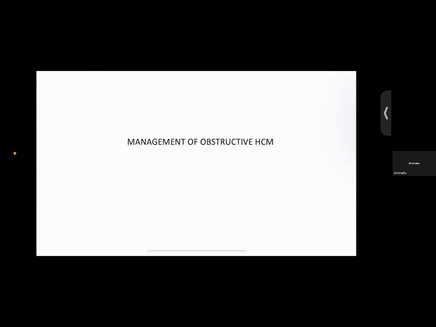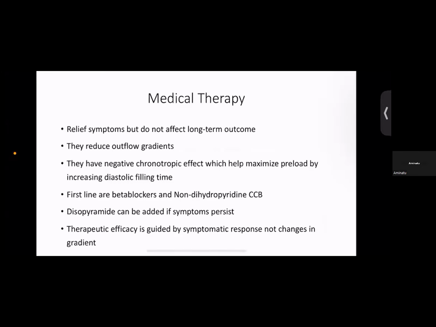So management of obstructive HCM. We'll manage both the obstructive and the non-obstructive. The management can involve medical and surgical therapy. Medical therapy only provides relief of symptoms. It does not affect long-term outcome. These drugs reduce the outflow gradient. They have a negative chronotropic effect, which helps maximize the preload by increasing the diastolic filling time.